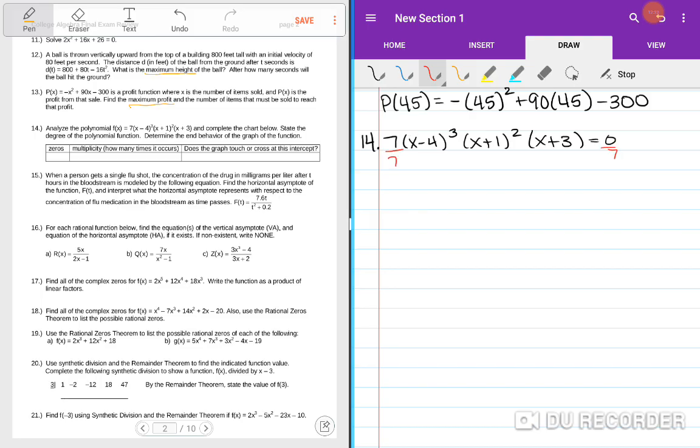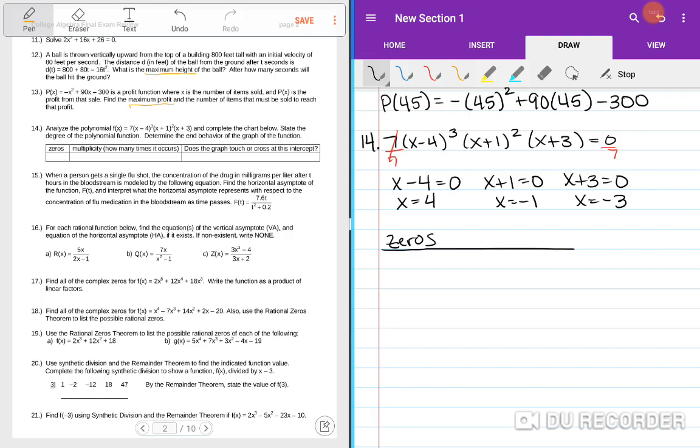And we can do that with numbers, because that's how you can get rid of them. And then what we want to see is we have x minus 4 equals 0, x plus 1 equals 0, and x plus 3 equals 0. So when I solve them, I get 4, -1, -3. Now, it says we need to put this in this little table here. So let me list out my zeros. So I get x equals 4, x equals -1, x equals -3.